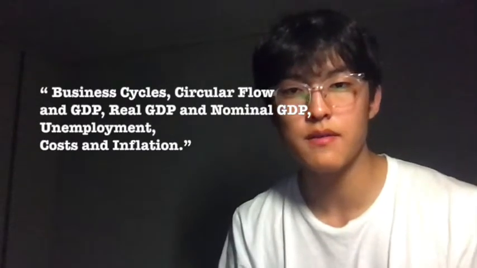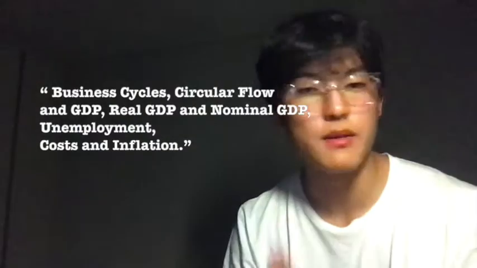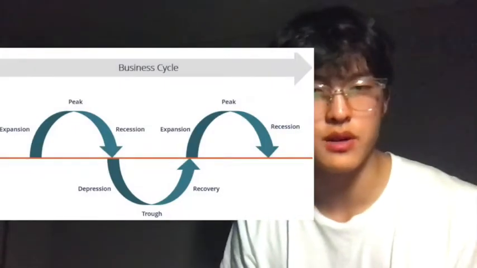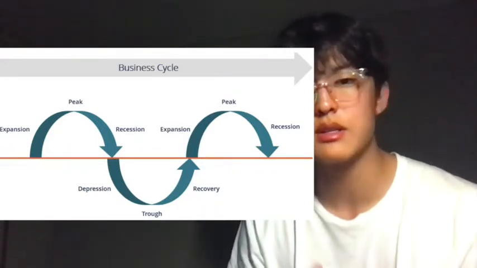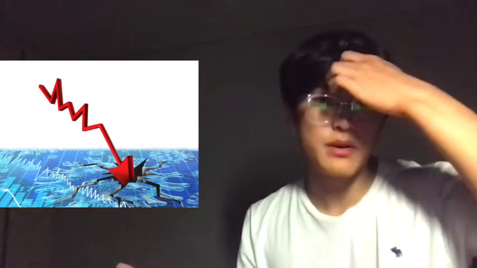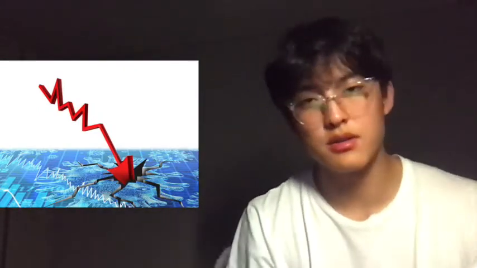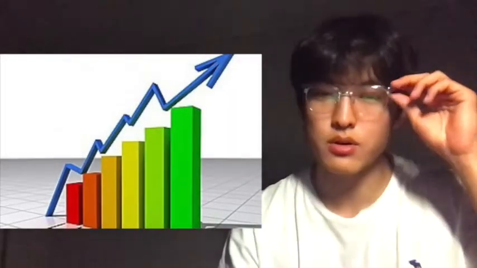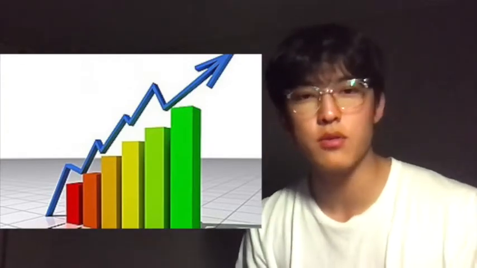So today we're going to talk about business cycles, circular flow and GDP, real GDP and nominal GDP, unemployment, cost, and inflation. So what's the business cycle? The business cycle is the short-run alternation between economic downturns, known as recessions, and economic upturns, known as expansions. A depression is a very deep and prolonged downturn. Recessions are periods of economic downturns when output and employment are falling. Expansions, also called recoveries, are periods of economic upturns when output and employment are rising.